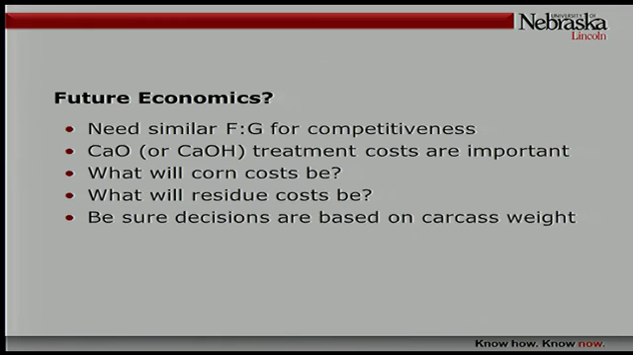So future economics says to us that we really need to have similar efficiency to be competitive in the market. The costs of calcium oxide or calcium hydroxide are very important, and those are big factors influencing the amount of return you can expect on this. Obviously, we live in a volatile world, especially with prices. What will corn costs be? And by the same token, what will residue costs be as well? And it's very important to make sure that a lot of these decisions are based on carcass weight, not live weight basis.